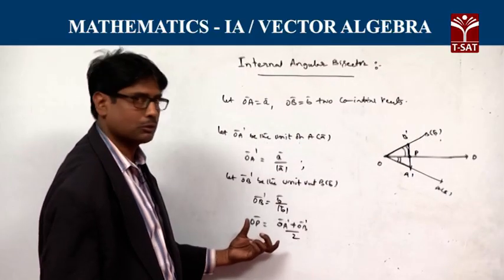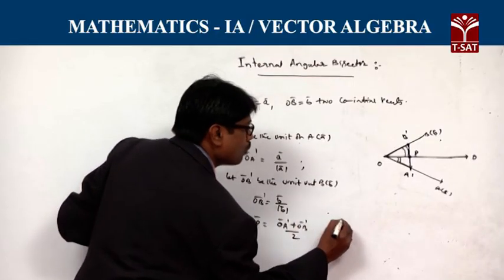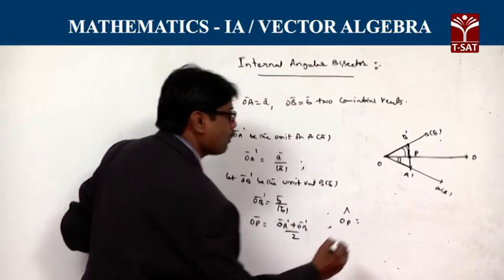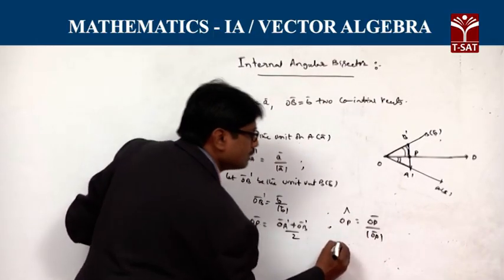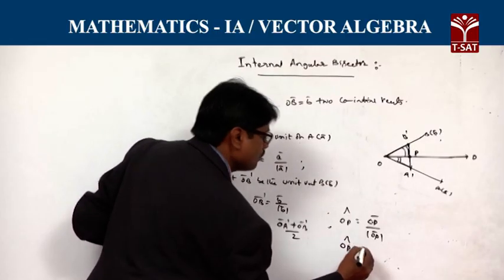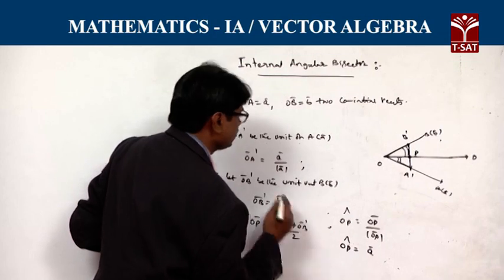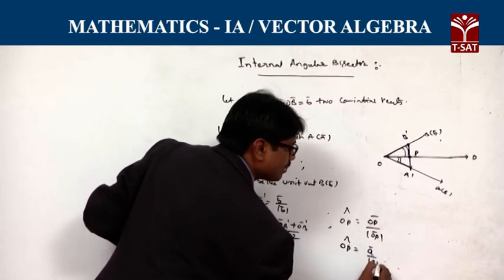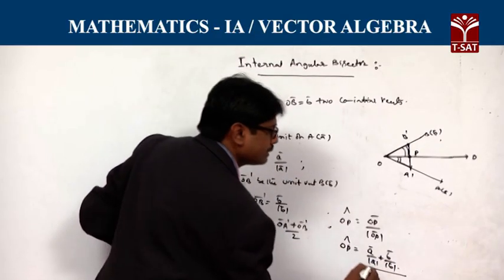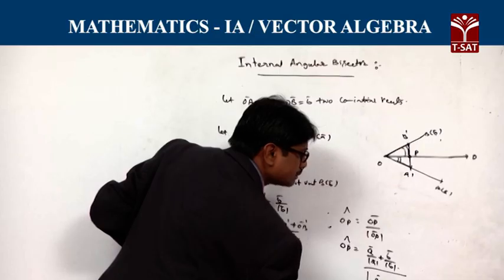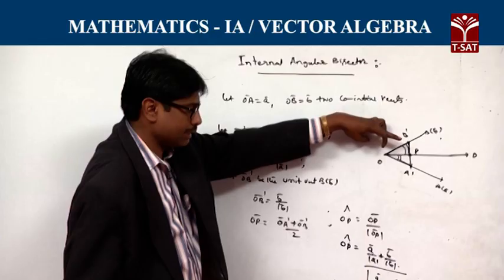So OP is equal to this, and what is the unit vector of this internal angular bisector? OP bar cap will be equal to OP bar divided by mod of OP bar. So the vector OP cap will be equal to A bar by mod of A bar plus B bar by mod of B bar, divided by its magnitude, that is the mod of A bar by mod of A bar plus B bar by mod of B bar. This is the unit vector of the above internal angular bisector.